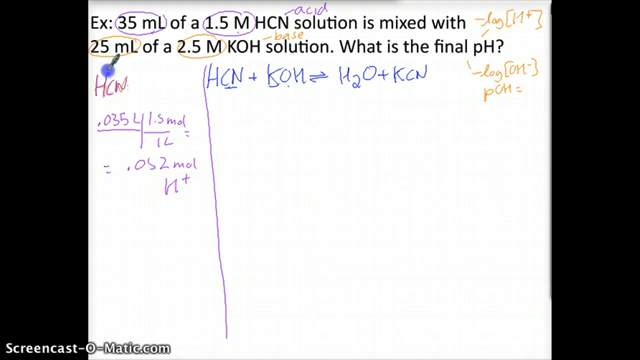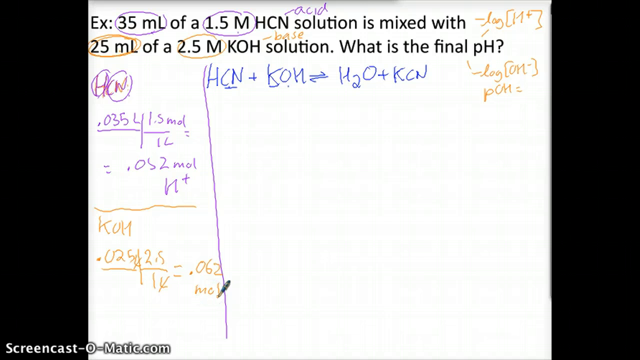Technically, it's the moles of HCN, but when this dissociates, it's going to make 0.052 moles of H plus and 0.052 moles of CN minus. Now I need the moles of base. So same idea for the KOH now. My volume was 25 milliliters. Convert to liters by dividing by 1,000. And I know the concentration is 2.5 moles per 1 liter. So this is liters, those cancel. I'm left with, when I do the math, 0.062 moles of OH.